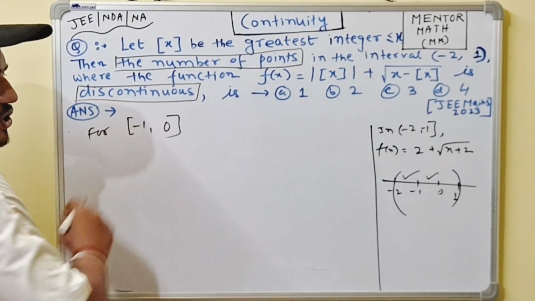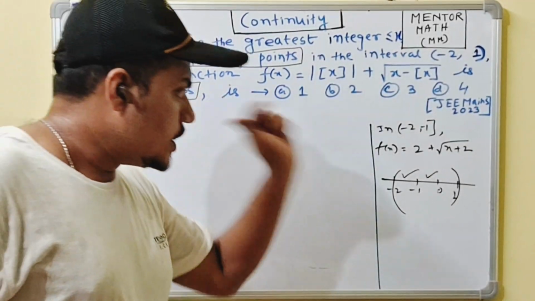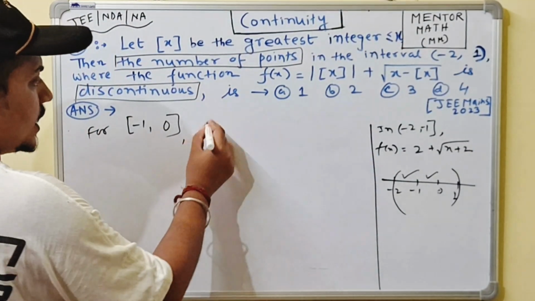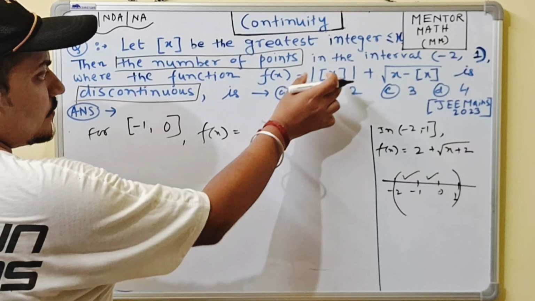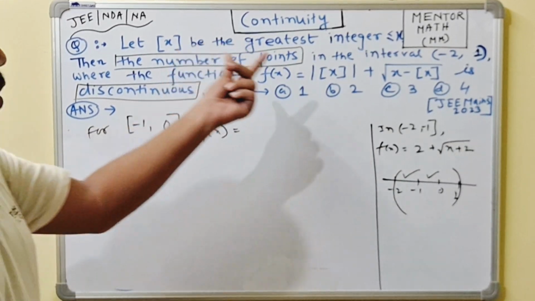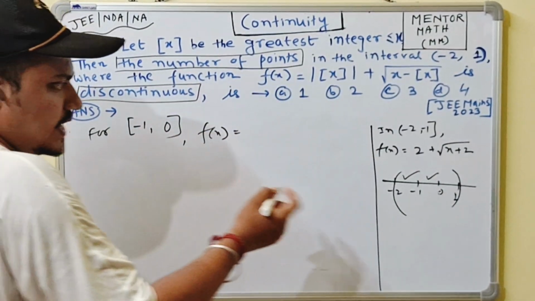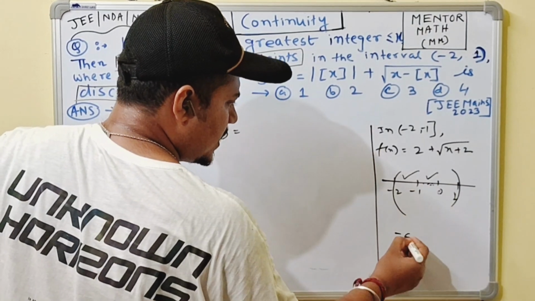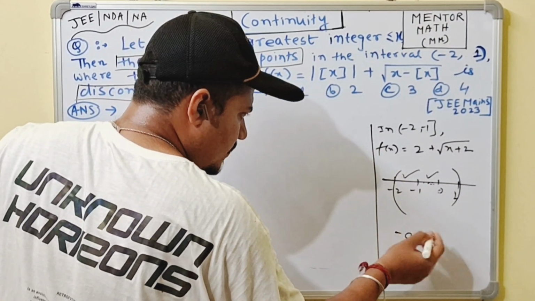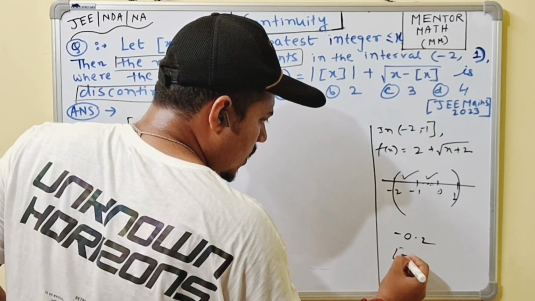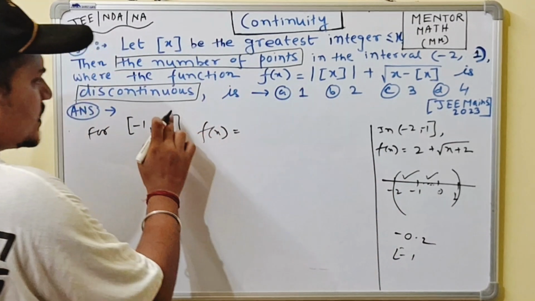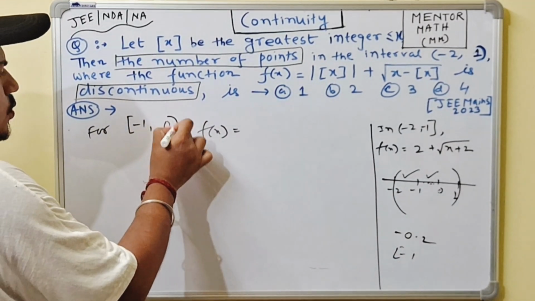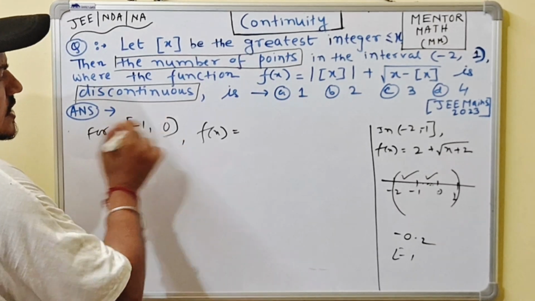So for closed interval minus 1 to 0, you have to check the function f(x). Okay, so f(x) is equal to, you see that the function is mod x, mod of box x. So if I take in between any number, let us take minus 0.2, that value gives you minus 1. Let us take this is your open interval.